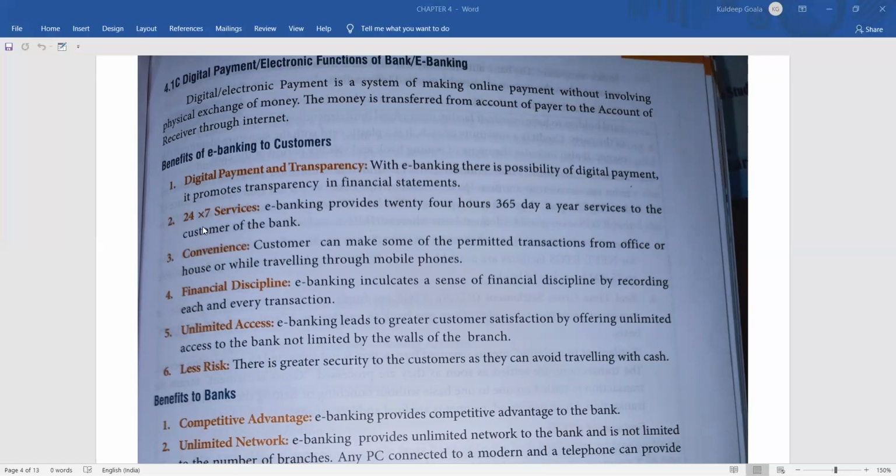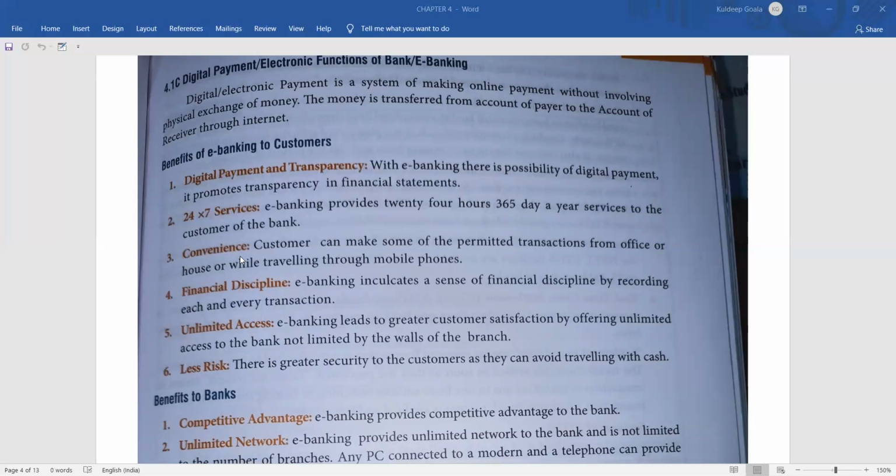Then 24 into 7 services means it is available 24 hours and 7 days a week. That means the whole year, any day you can use the facility. If it is a bank, then some day it may be closed, some day it might be open. But here you are going to get the service constantly for 24 hours and 365 days. So that's great, right?